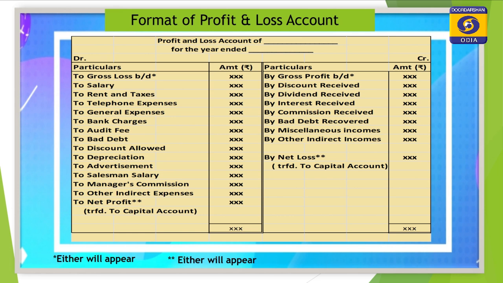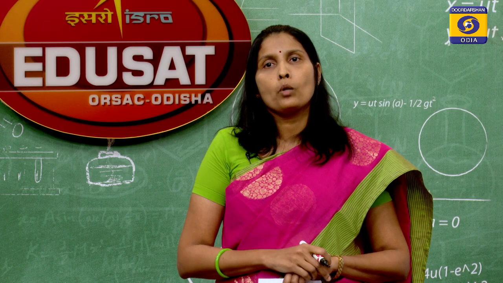Again we will do the totaling of the credit side, and if we find that the credit side is heavier than the debit side, then we will see that there is a net profit, and this net profit is transferred to the capital account. So, students, that is the format of the profit and loss account.